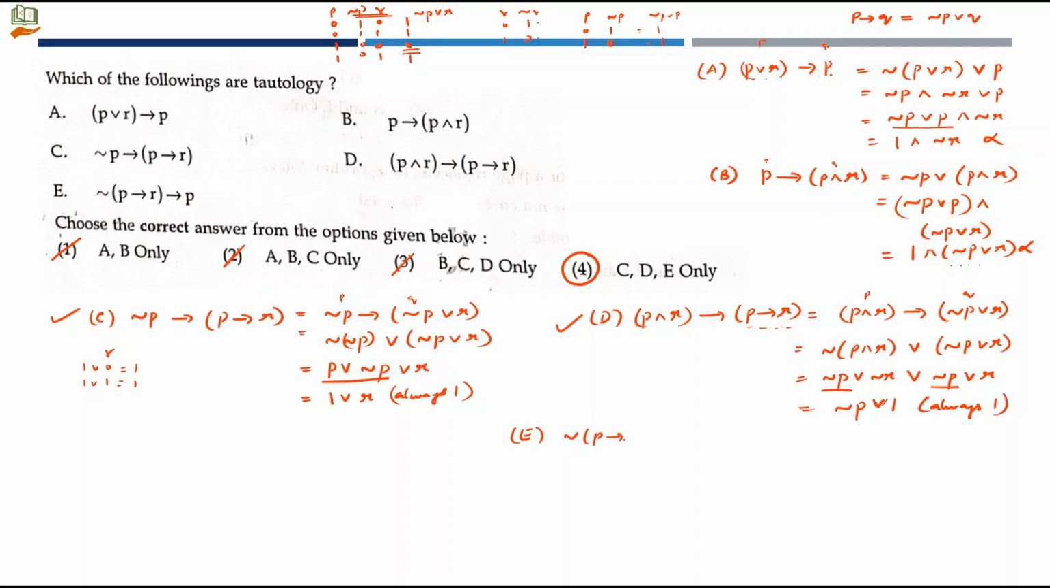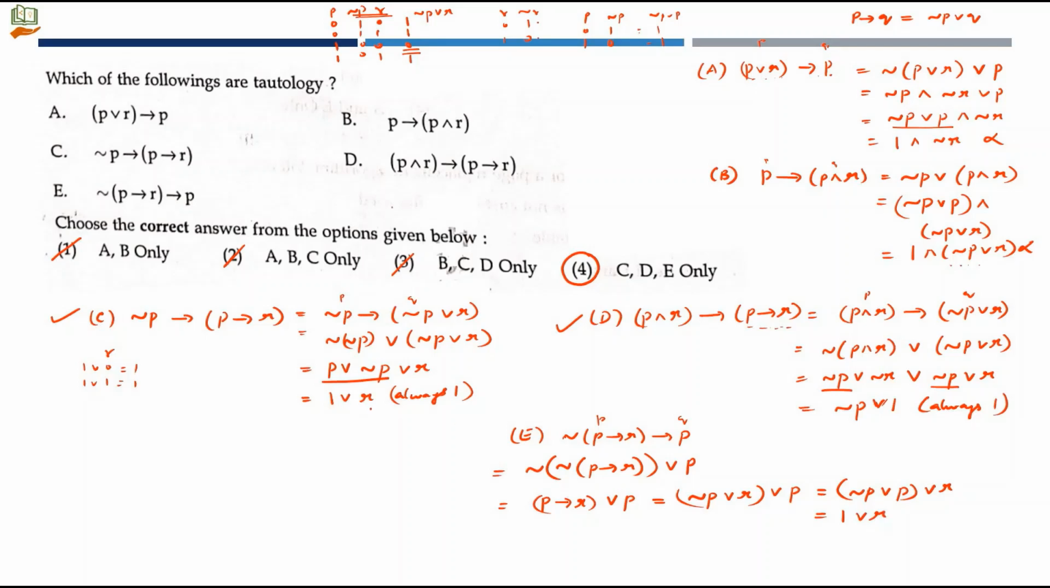Negation of P implies R implies P. Let's take it overall first. This is negation of P implies R. We have to apply negation to the whole part, or P. So this is completely P and this is completely Q. From this we can say negation of negation becomes again P implies R or P. This will be negation of P or R or P. We can rearrange this as negation of P or P or R, which is equal to 1 or R.